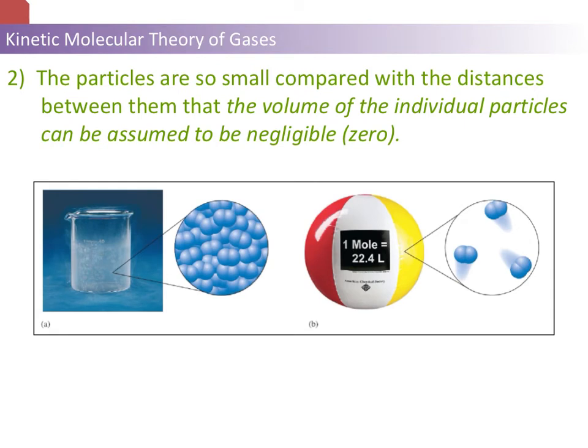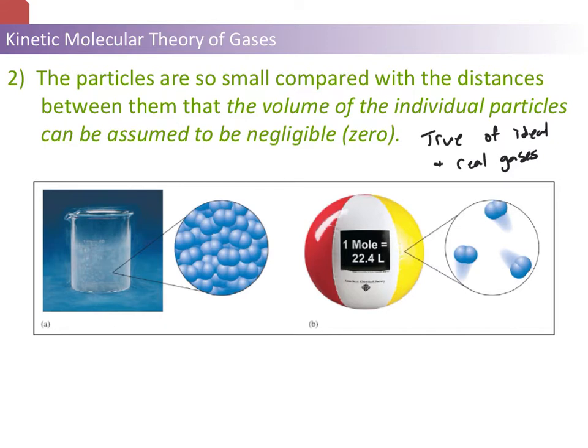This next statement, like the first one, is true of the ideal gas and real gases. The particles of a gas are so small compared to the actual distance between the particles that the volume of the individual particles is assumed to be zero. In other words, the actual volume of the particles is negligible compared to the overall volume of the gas itself, if you factor in all the empty space between the gas particles.